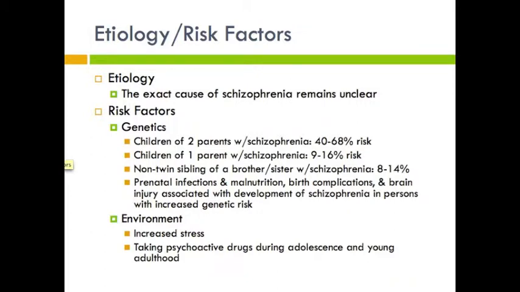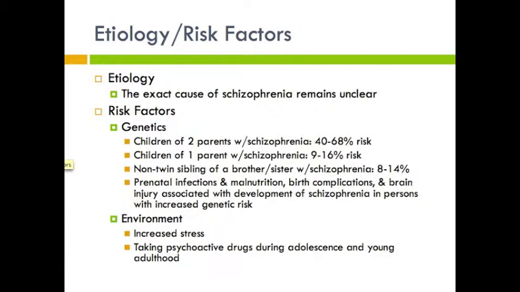So let's go over the etiology of schizophrenia. There is no exact cause of schizophrenia, and it remains unclear. The risk factors include genetics and environment. For genetics, for children of two parents with schizophrenia, there is a 40 to 68% risk. Children of one parent with schizophrenia, there is a 9 to 16% risk. Non-twin sibling of a brother or sister with schizophrenia, there is an 8 to 14% risk.